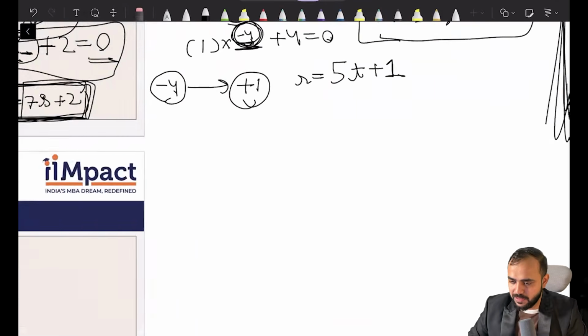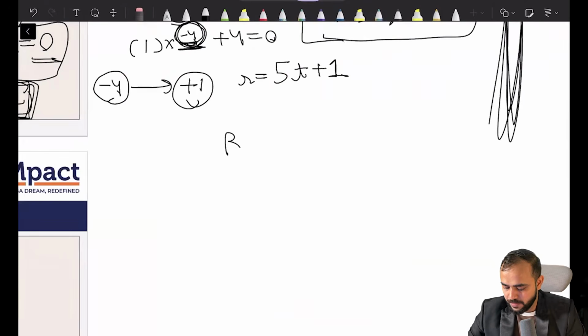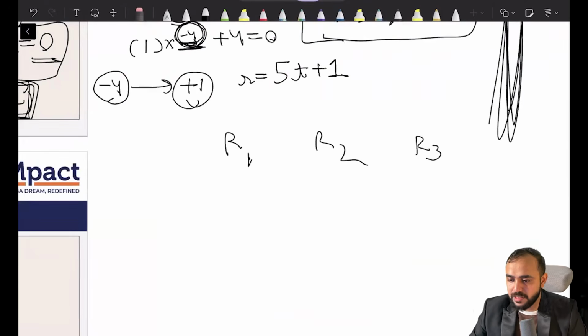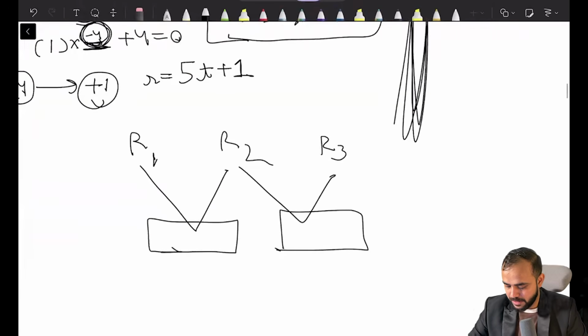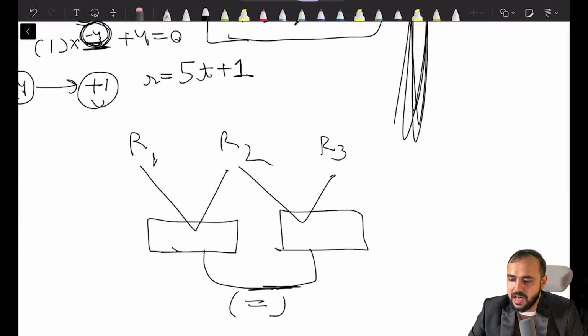Chalo, I will just make a diagram for you. There were three remainder results given to you. We use these two to get one equation. We used these two to get another equation. Then we equated these two and found our answer. Here we did hit and trial.